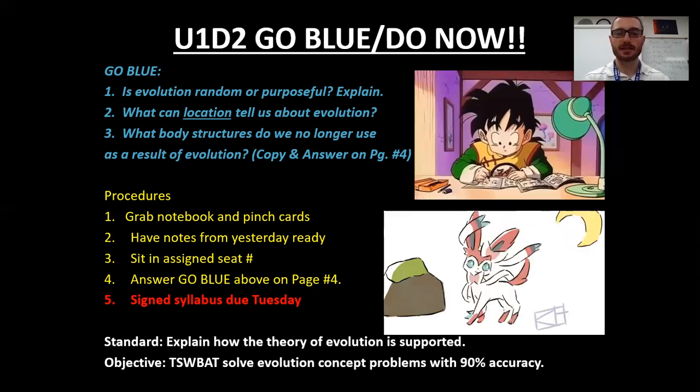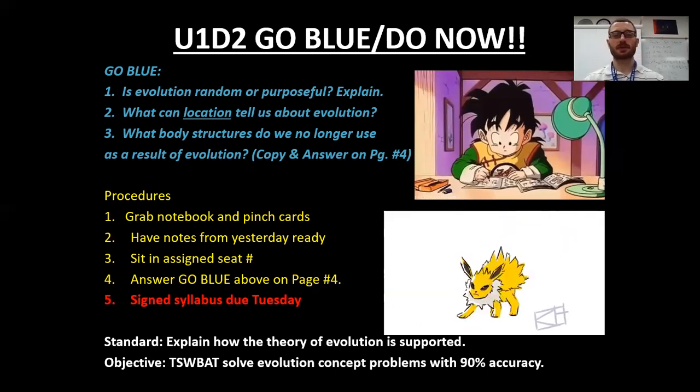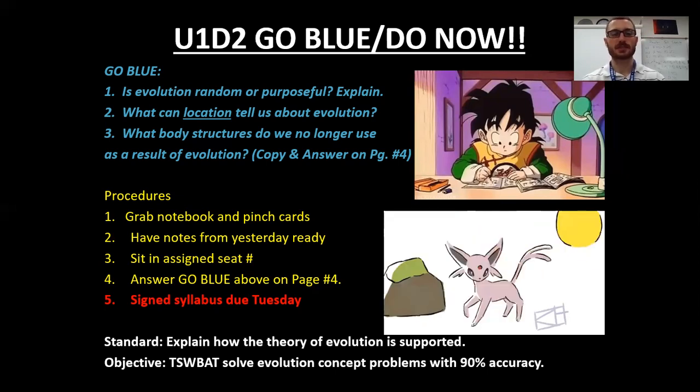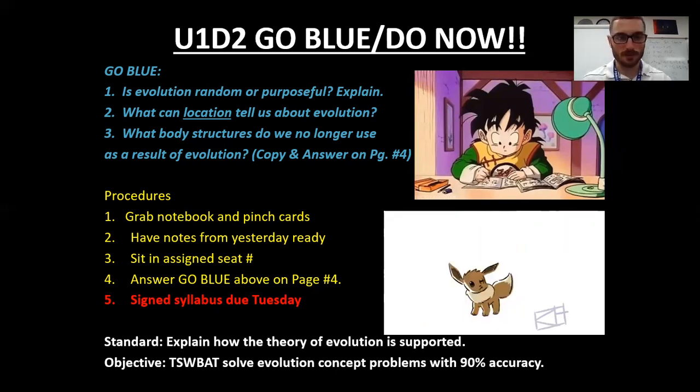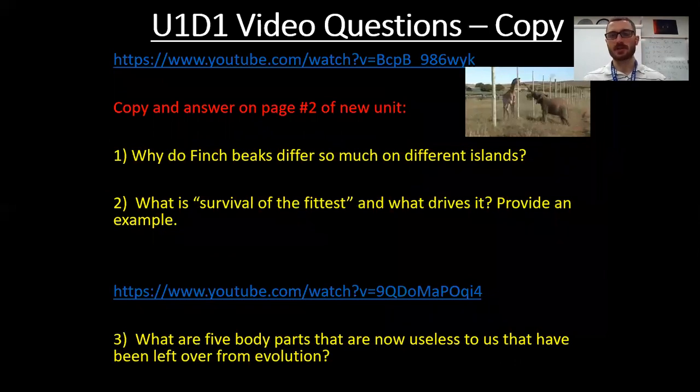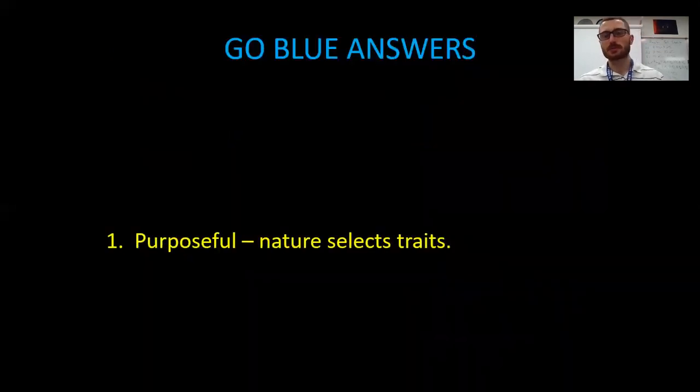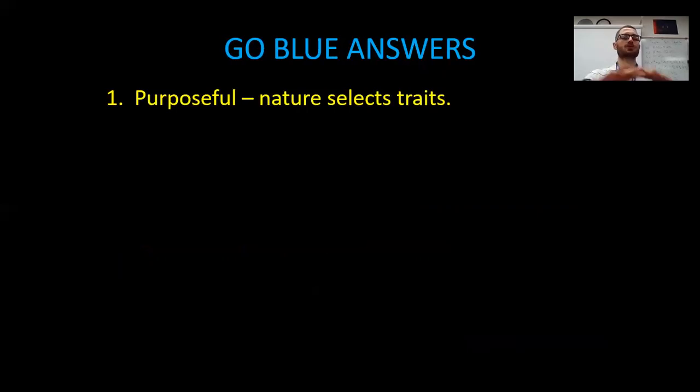But let's go ahead and get to answering these questions. It's going to be our video lesson, a lot faster than a regular lesson. Is evolution random or purposeful? We'll get back to those videos later. But for number 1, it is purposeful. Things don't just evolve randomly. And make sure you write these answers in your notebook below your Go Blue question.